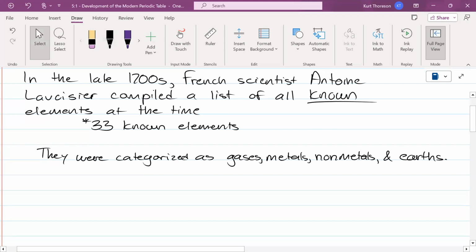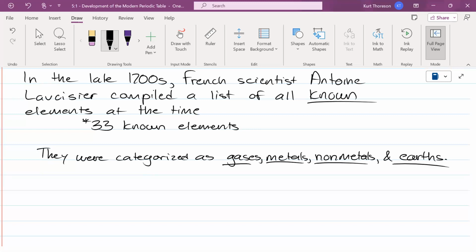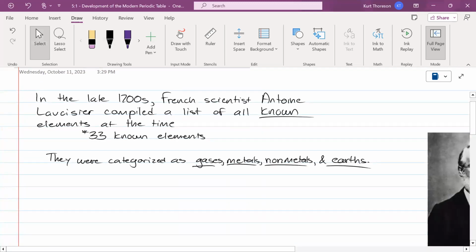But in the 1700s, these are what they were categorized as: gases, metals, non-metals, and earths. They categorized things like sand and quartz as being an element. You don't see sand and quartz up there today. So it was a rough start, but you got to get started somewhere.